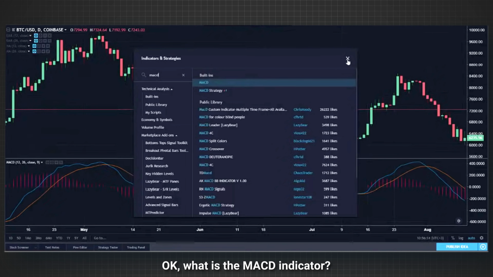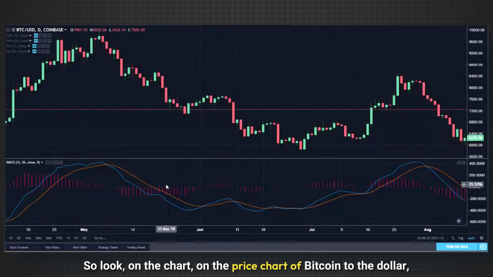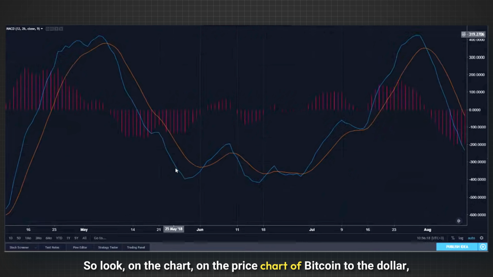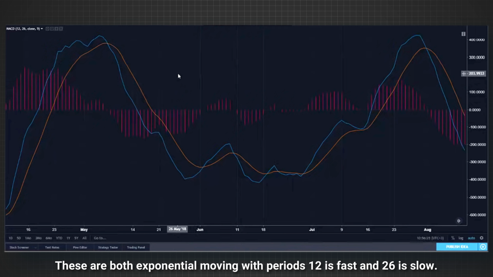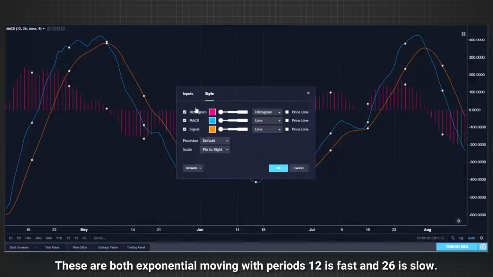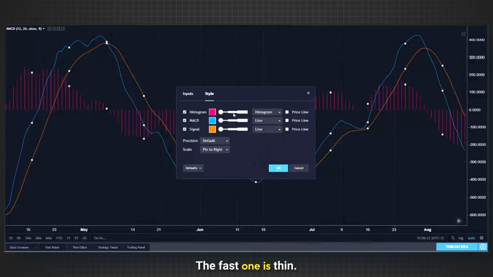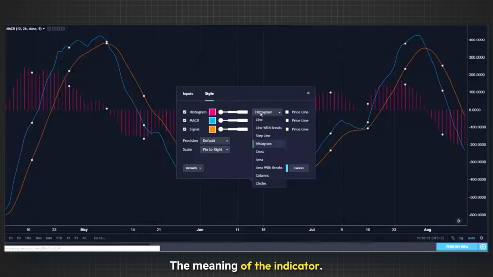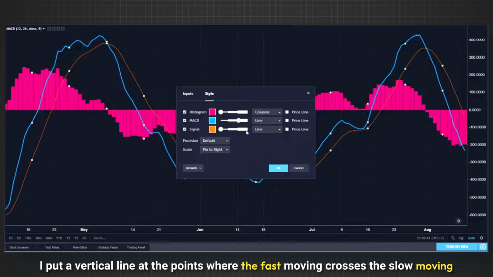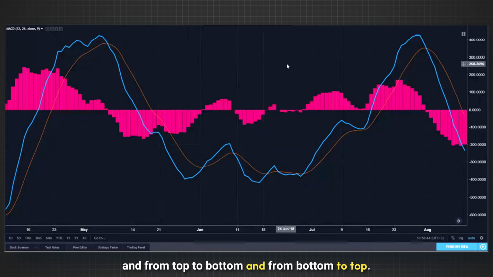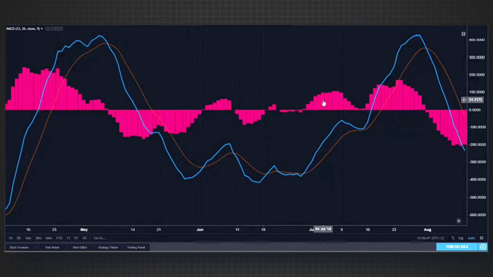Okay, what is the MACD indicator? So, look, on the price chart of Bitcoin to the dollar, I'm including two moving averages. These are both exponential moving averages, with periods 12 as the fast one and 26 as the slow one. The slow one is bold, the fast one is thin. The meaning of the indicator: I put a vertical line at the points where the fast moving average crosses the slow moving average, from top to bottom, and from bottom to top.